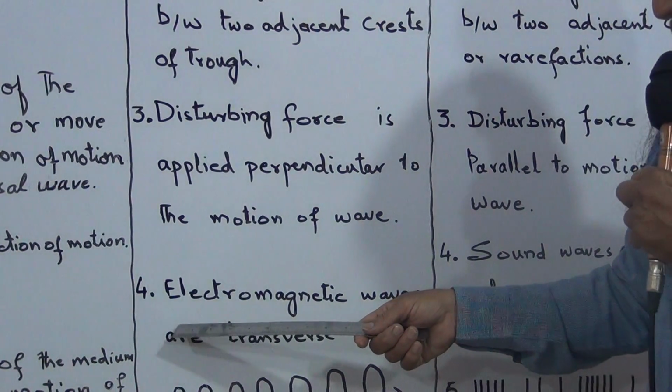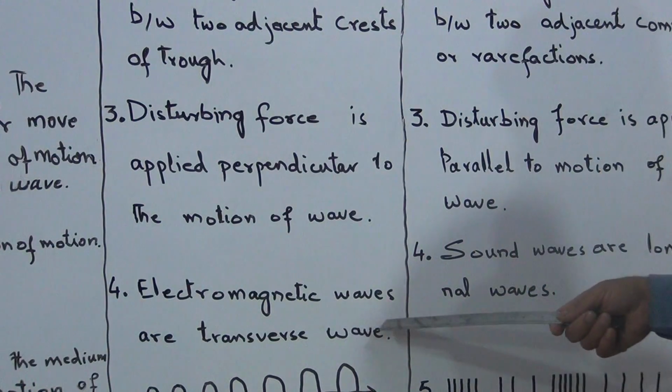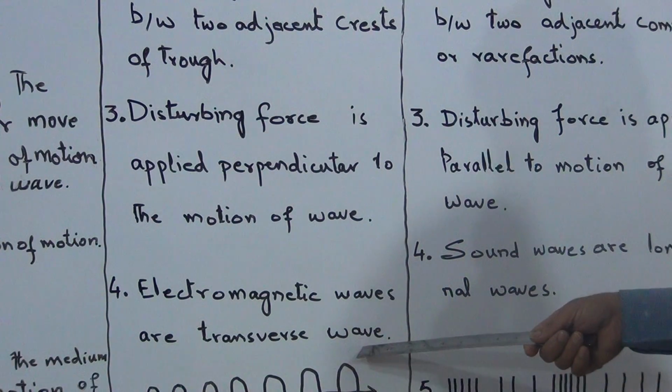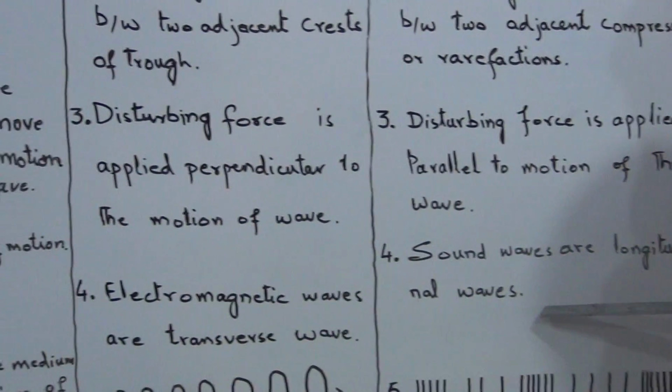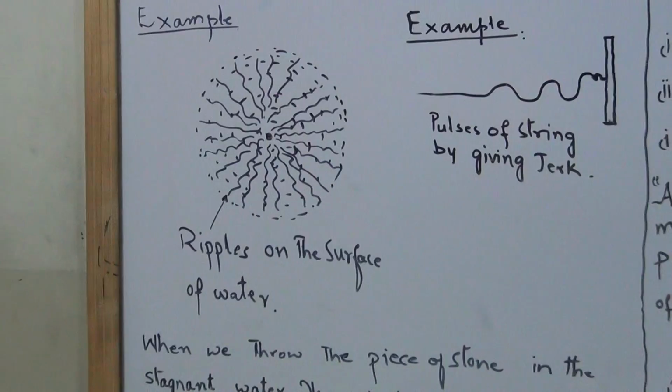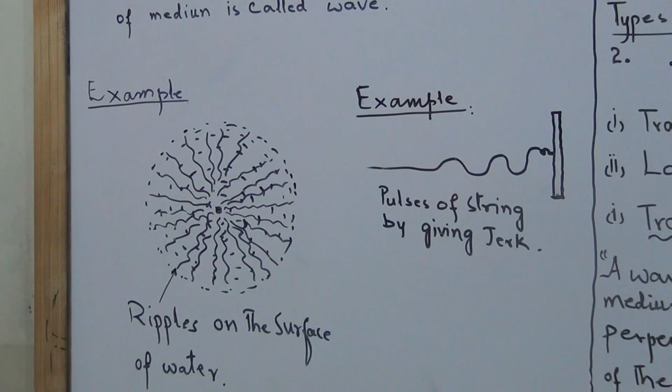In transverse waves, electromagnetic waves are transverse waves and sound waves are longitudinal waves. So these are the differences between the two waves, transverse waves and longitudinal waves.